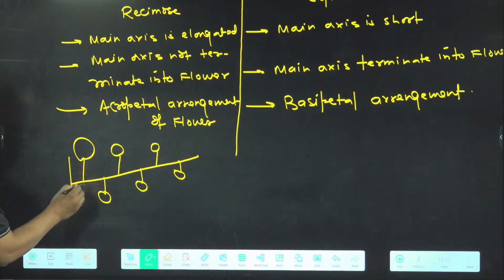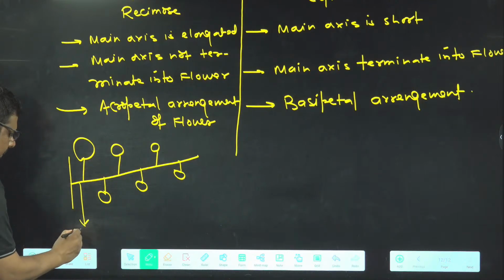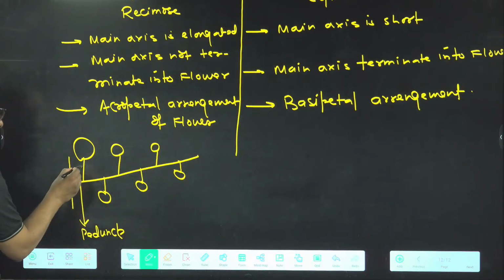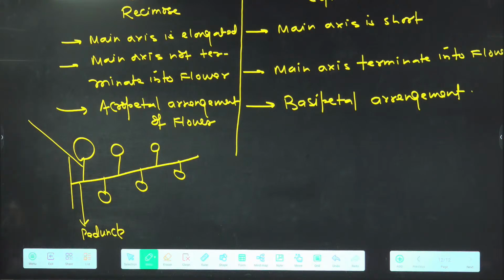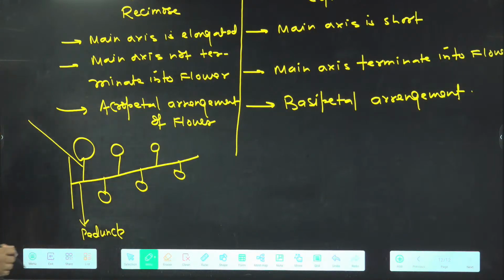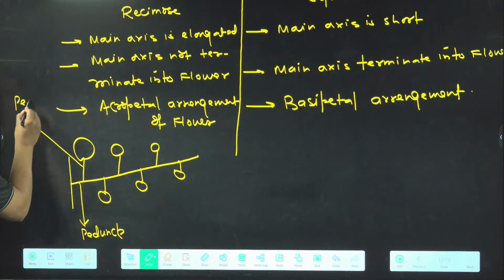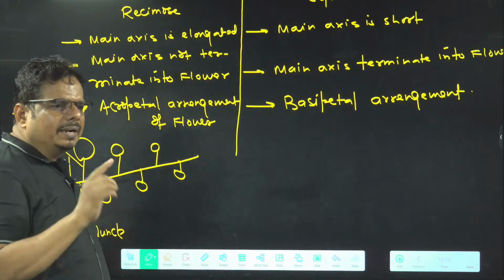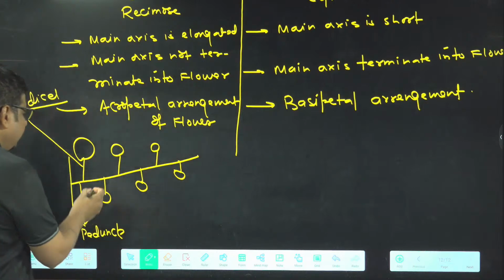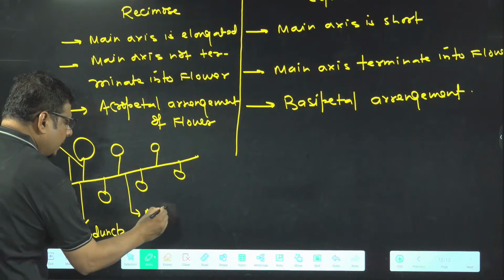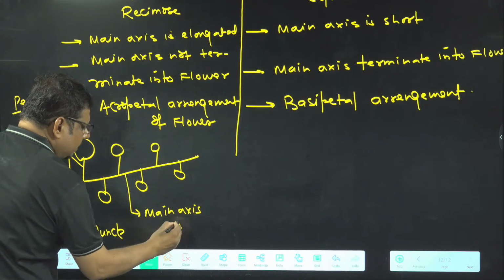This overall structure is what? Inflorescence. This structure is the peduncle. And you tell me, what is this? Pedicel. So pedicel and peduncle, did you get the differences or not? And here it is an elongated main axis. Basically, the main axis is elongated.